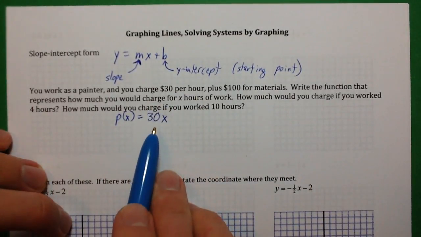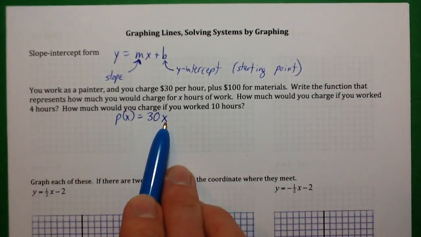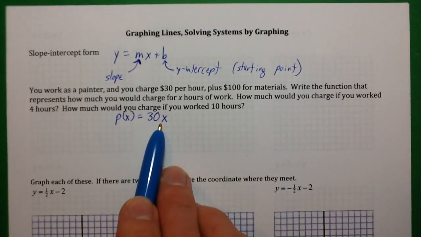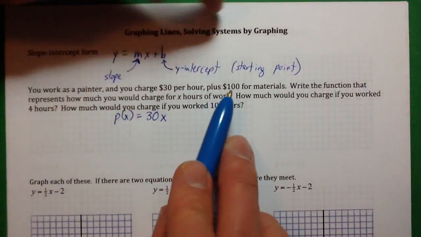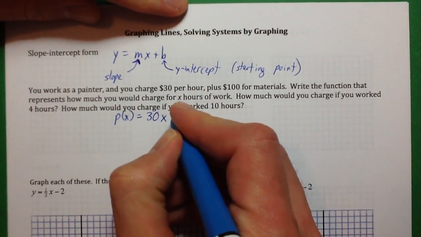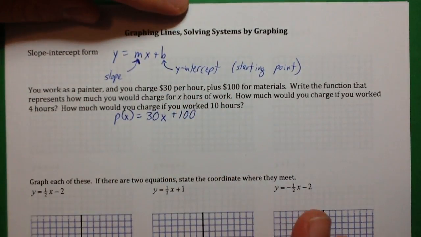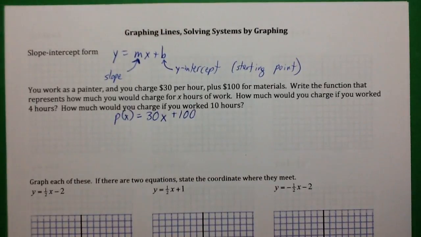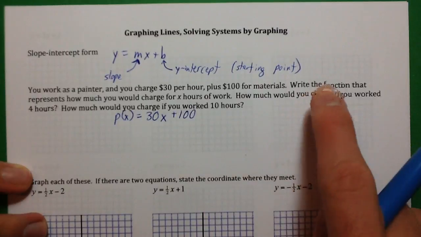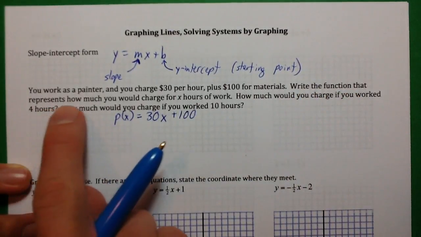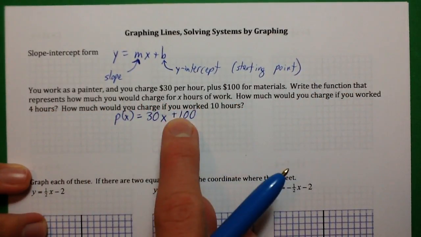And this goes back to what I just said. If I work an hour, I'm going to have a 1 right here, and 30 times 1 is 30. If I work 2 hours, 30 times 2 is 60. But again, let's not ignore the fact that we have $100 extra that we're just going to charge because we have to buy paint, materials, and insurance, or whatever else. So we have already answered this sentence right here. Write the function that represents how much you would charge for x hours of work. There we go. We've done that.